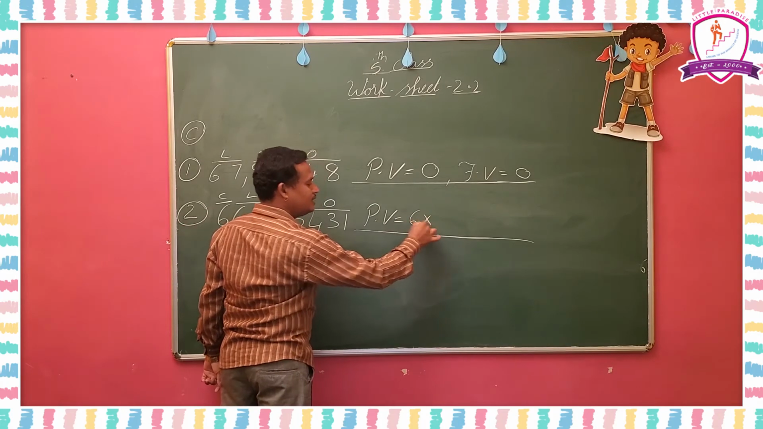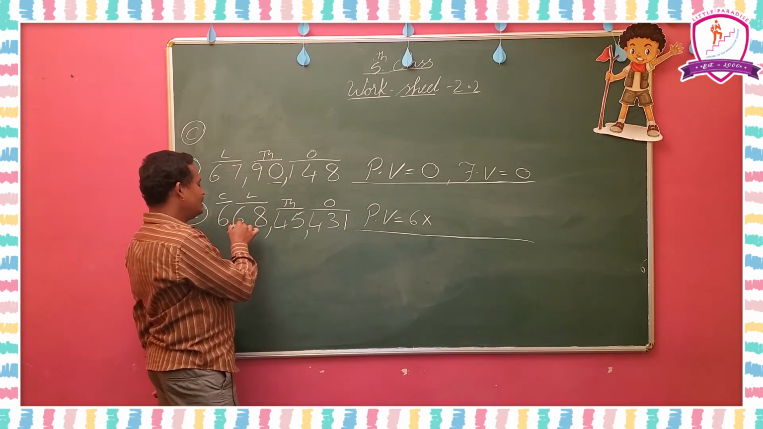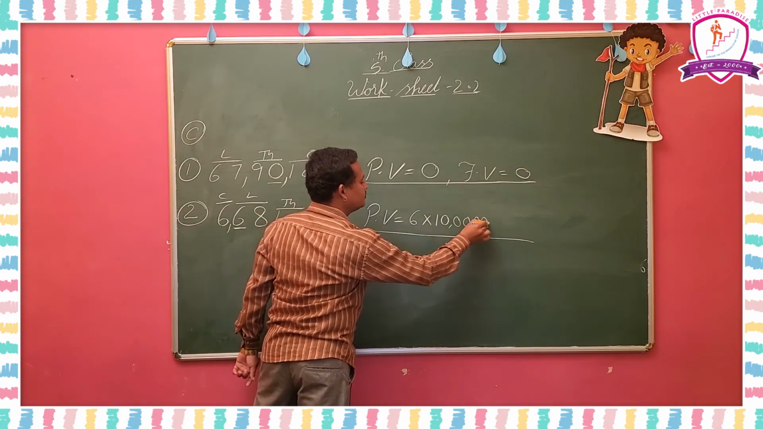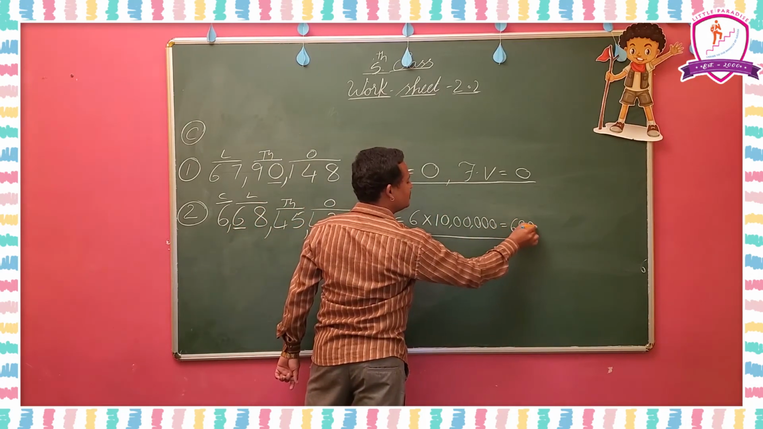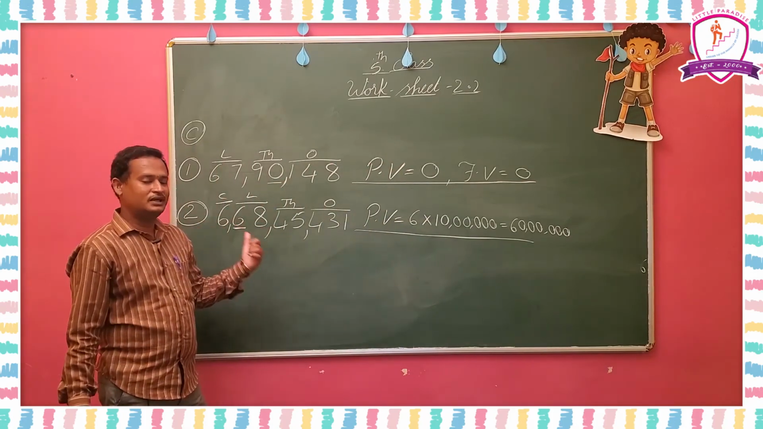So the place value of 6 is the number multiplied with that place. What is the place of that 6? Here it is 10 lakhs. So 10 lakhs you have to write here. So 6 into 10 lakhs means 60 lakhs. 60 lakhs is the place value for that number.